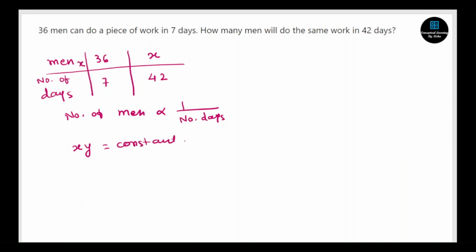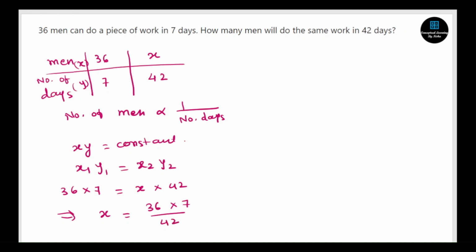So I am taking this as x value, this as y value. Now x1 y1 equals x2 y2, we know this. Now if I substitute this value, 36 times 7 equals x times 42. And now we have to find the value of x by dividing both the sides by 42. And I'll write this way: 36 times 7 over 42. Now when I simplify this, 7 1 times, 7 6 times. So I'll get x equals 6.